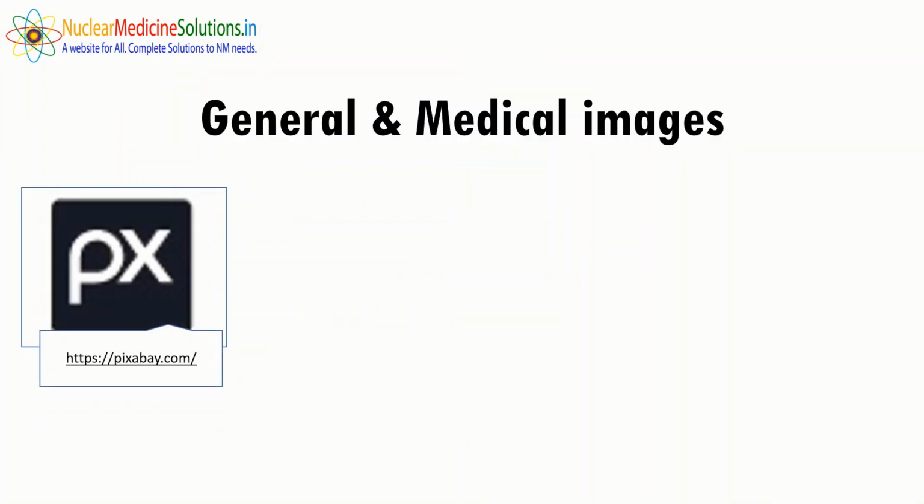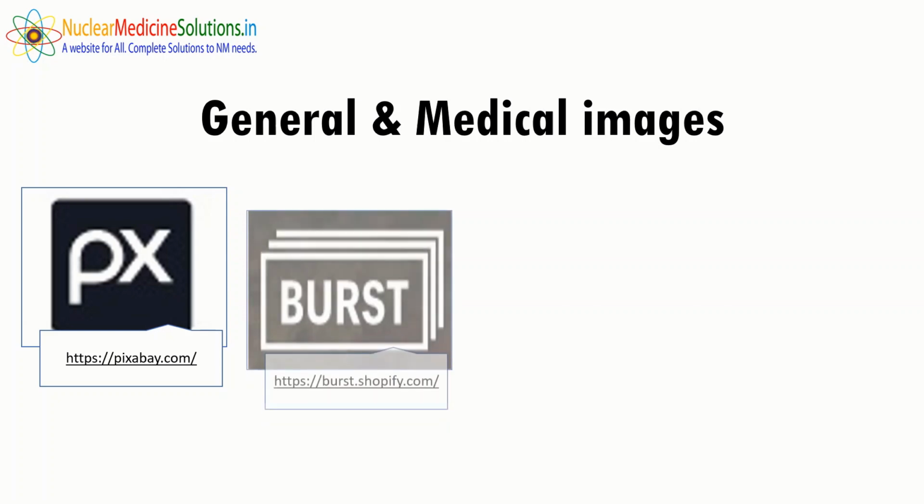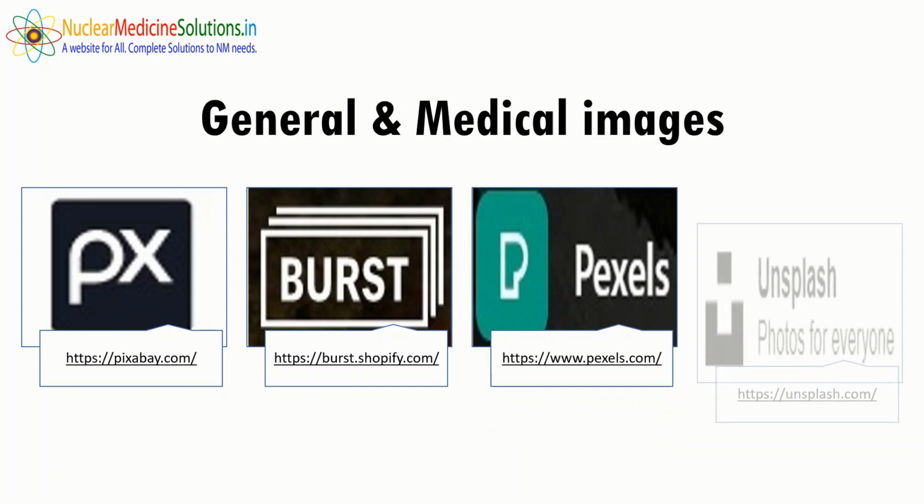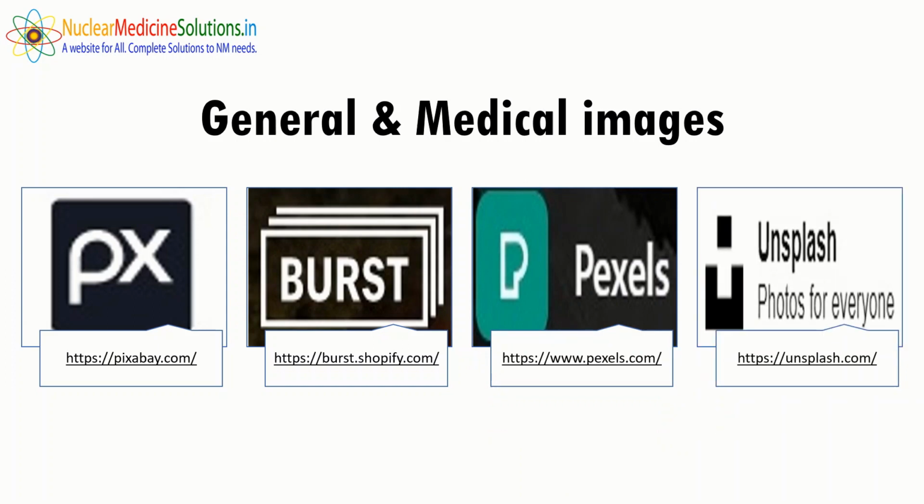There are various websites which give copyright free images where attributions are also not required, meaning we need not give the credit or ask for permissions, like pixabay.com, burst.shopify.com, pexels.com and unsplash.com. There are other websites also, but sometimes they ask for money or they ask for attributions.